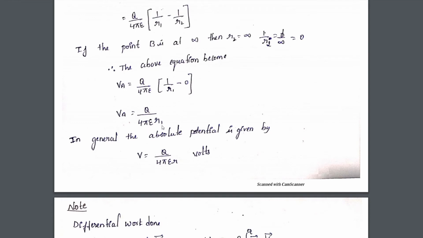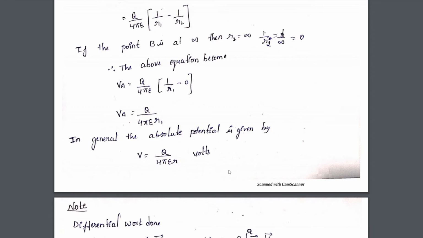So what is the potential you get? Q by 4 pi epsilon R1. So this is called the absolute potential at the point A. So instead of writing VA, in general you can write it as V is equal to Q by 4 pi epsilon R, so much of volts. So this expression is called absolute potential due to a point charge, and potential is measured in volts. Understood all of you?